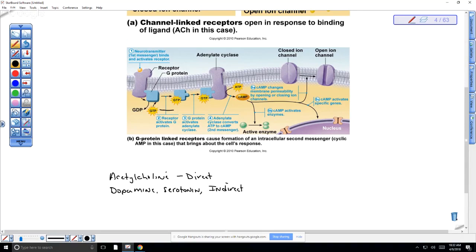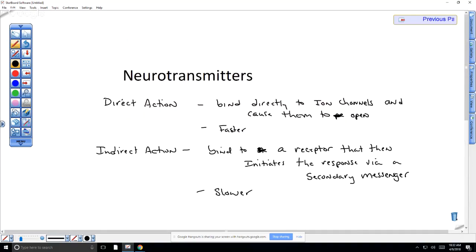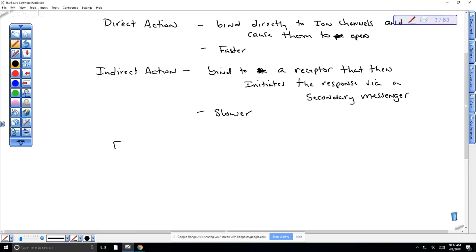Okay. So the other thing is the idea of excitatory versus inhibitory. So we have excitatory and inhibitory. Excitatory would be that it causes a depolarization due to the opening of sodium ion channels. Okay, so it becomes more positive. It moves towards zero. And remember that it has to hit that threshold before an action potential is generated.